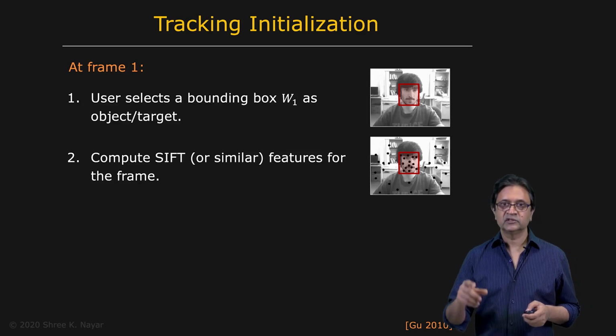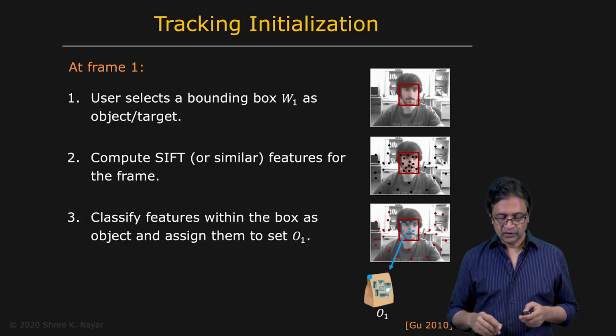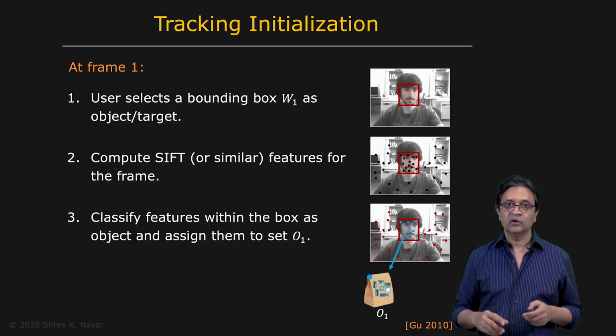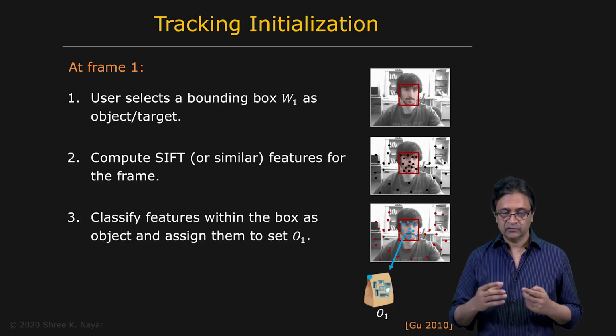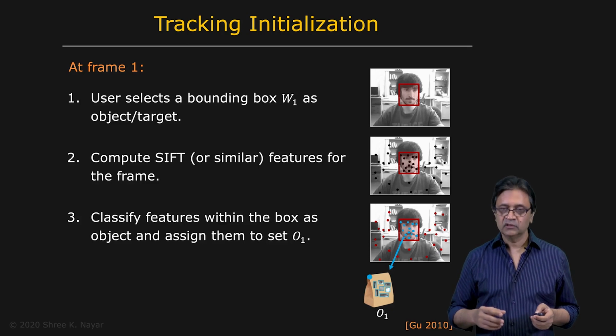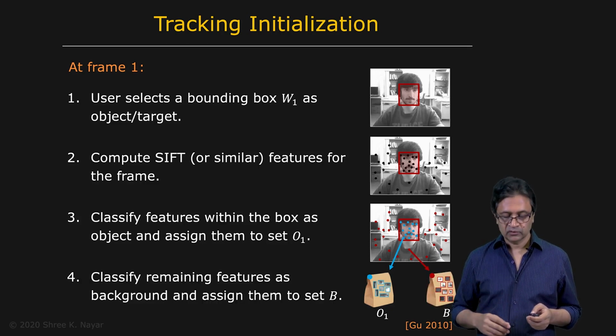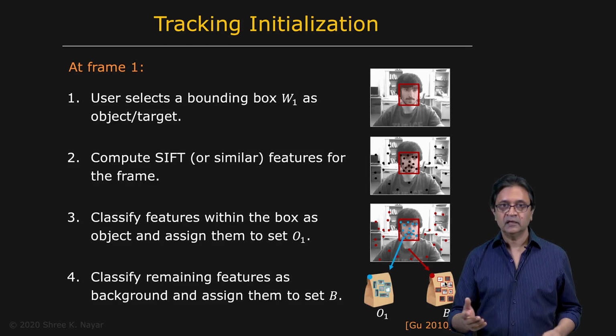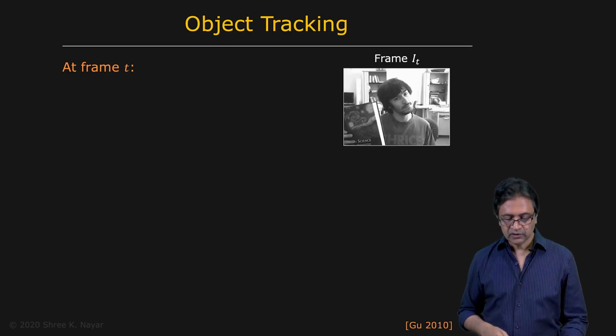Now, all the SIFT features inside the window, we're going to use those to create your object model, bag of features, and then all the SIFT features outside the window, we're going to use those to create your background model, another bag of features. That is your initialization, and now you're ready to do tracking. So here's how tracking works.